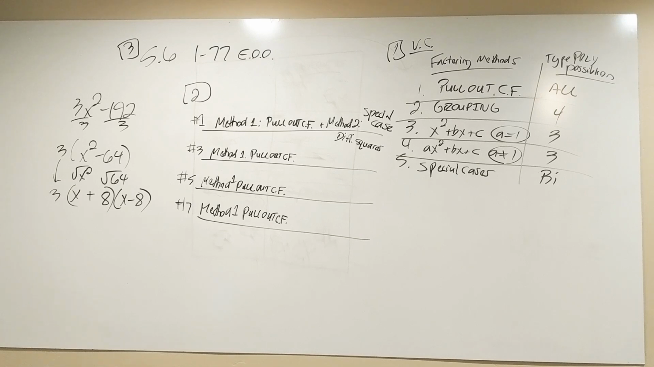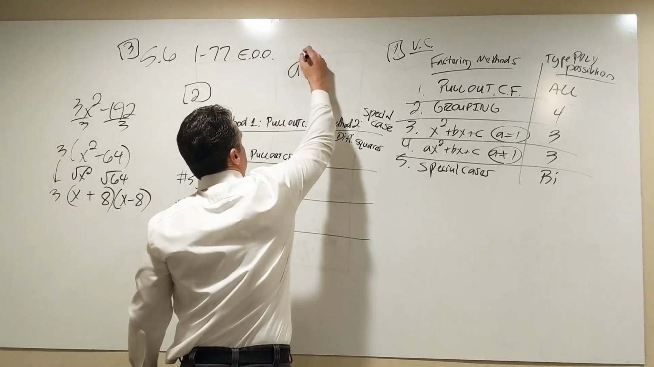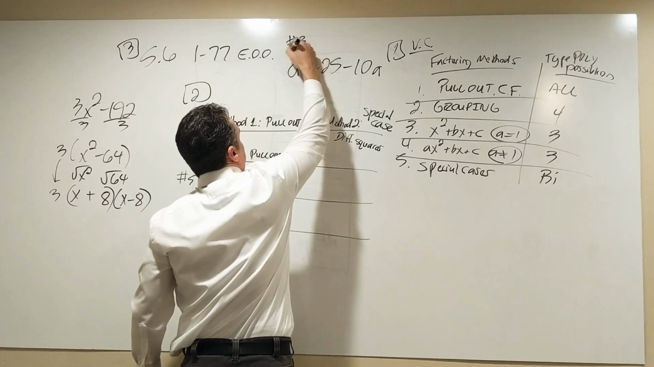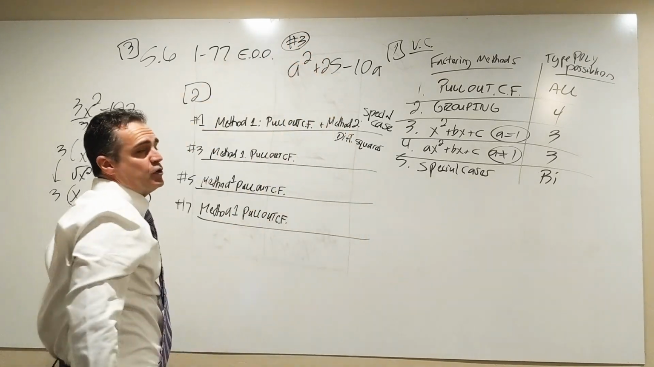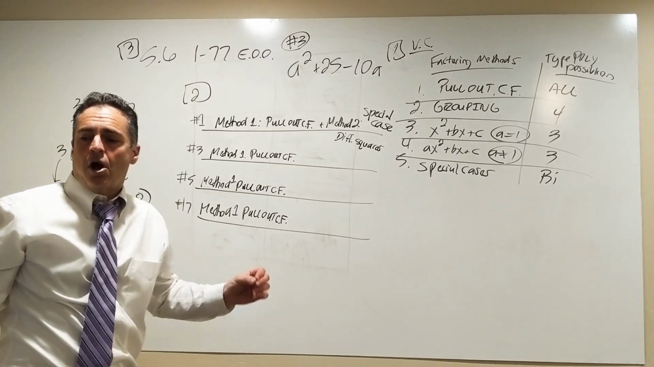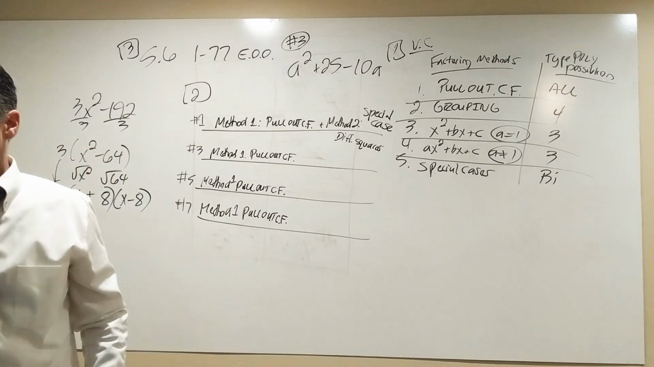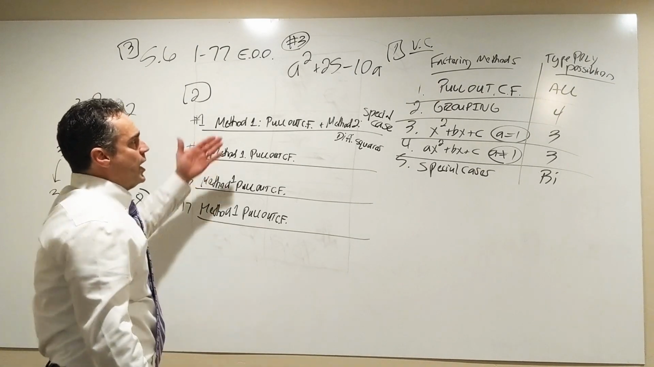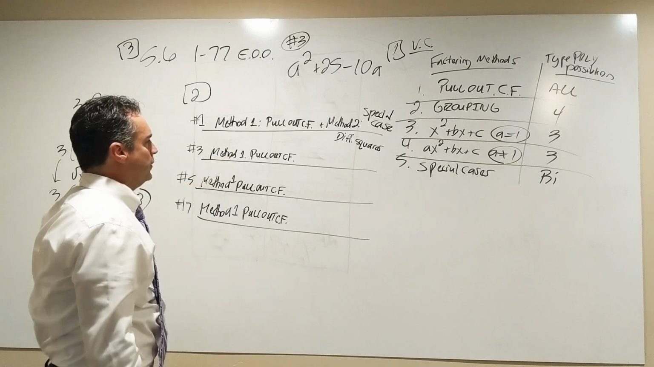Number 3 is a squared plus 25 minus 10a. This is number 3, okay? Now, are we doing number 3 in the actual homework? No, because we're doing every other odd. Okay? Did I do number 3 right? Yeah? Okay. Every other odd. So we're not going to do number 3, but we have to do it here.